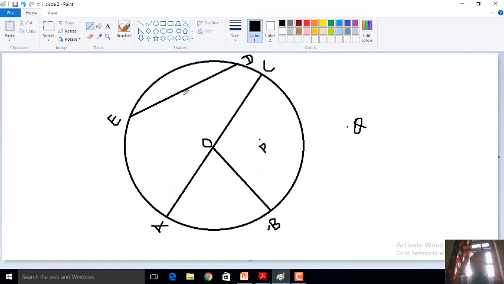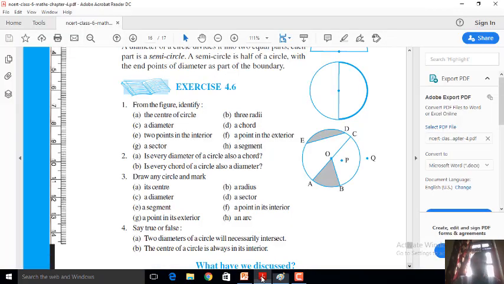So ED is one chord of the circle, another chord is AC, because we know that every diameter of the circle is also known as a chord of the circle. So there are two chords: the first chord is ED, the second chord is AC. So there are two chords in the circle.